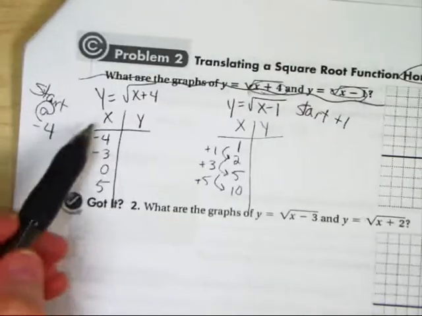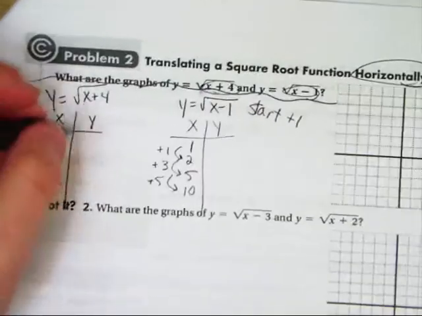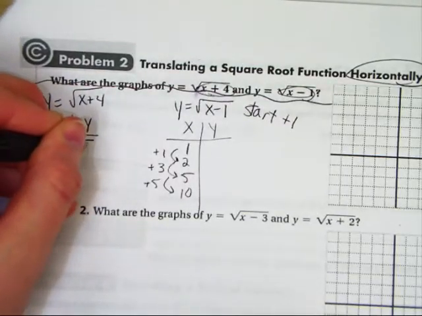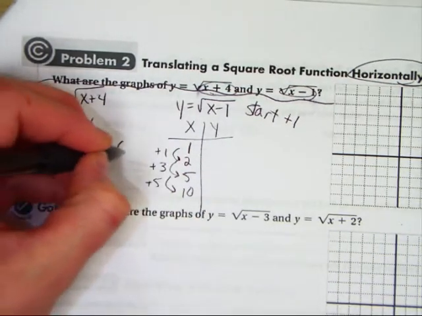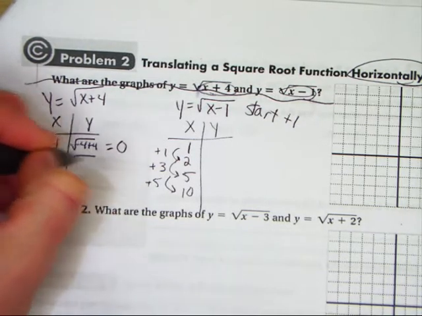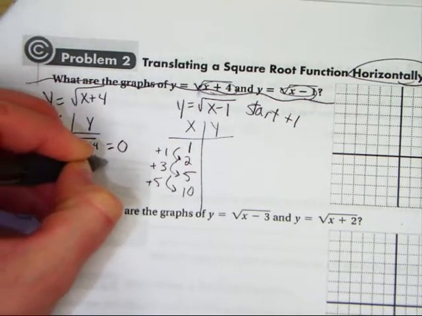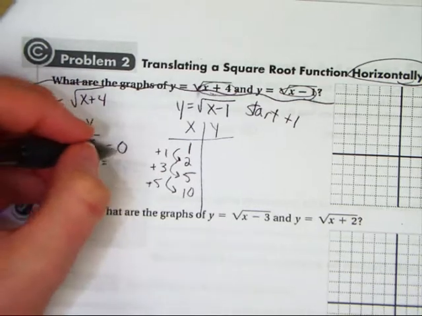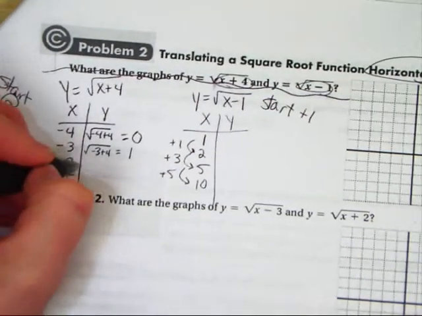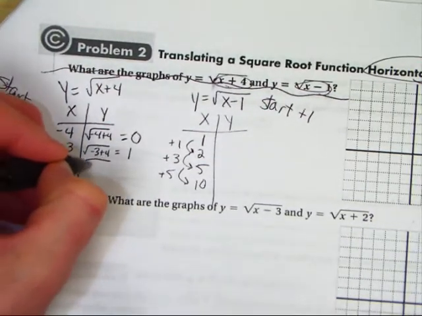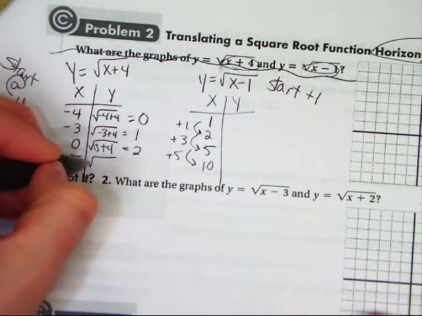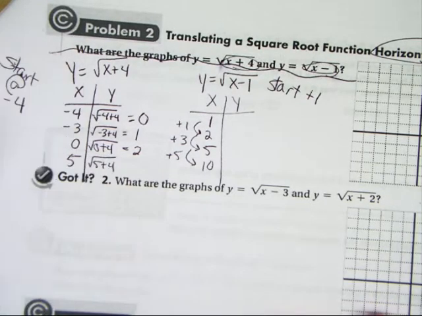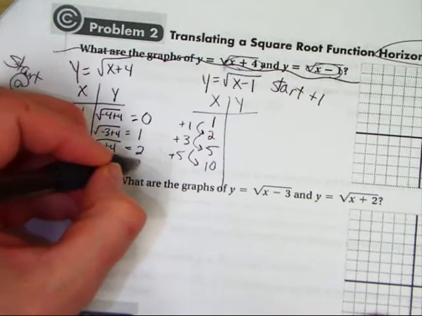Okay, now what we have to do is plug in these numbers. So we're going to do the square root of negative 4 plus 4. Well, negative 4 plus 4 is 0, and the square root of 0 is 0. Now let's do negative 3 plus 4. Negative 3 plus 4 is 1. The square root of 1 is 1. Now let's do 0. We do 0 plus 4. Well, 0 plus 4 is 4. Square root of 4 is 2. Now let's do 5. We do the square root of 5 plus 4. Well, 5 plus 4 is 9. The square root of 9 is 3.